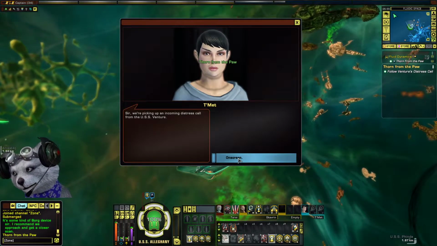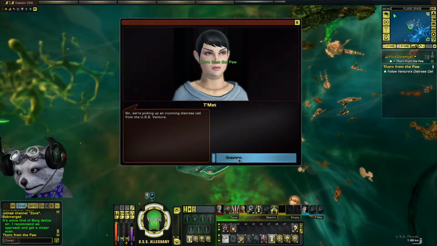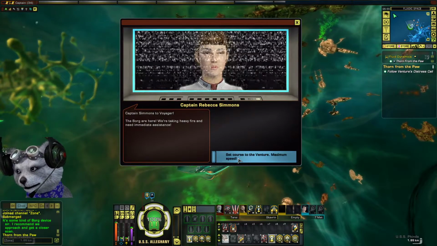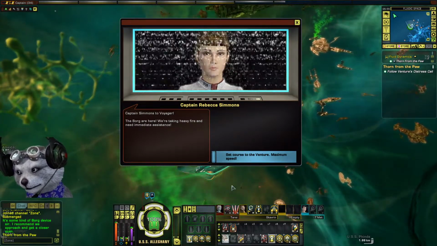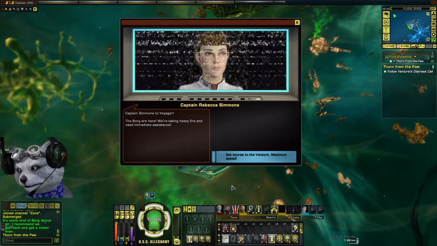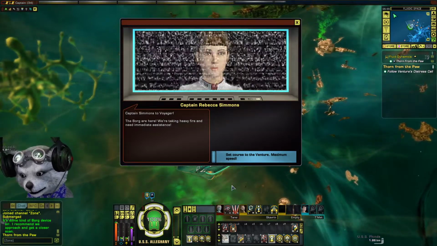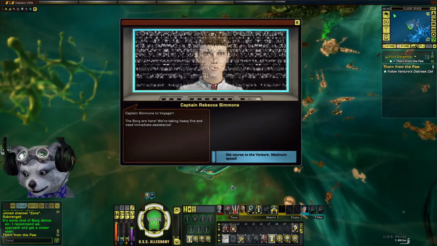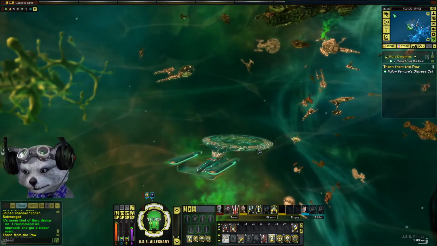Sir, we are picking up an incoming distress call from the USS Venture. On screen. Captain Simmons to Voyager. The Borg are here. We're taking heavy fire and need immediate assistance. Set the course to the Venture. Maximum speed.